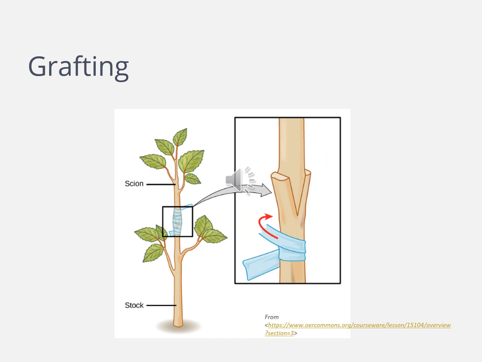Artificial methods of asexual reproduction. These methods are frequently employed to give rise to new and sometimes novel plants. They include grafting, cutting, layering, and micropropagation.